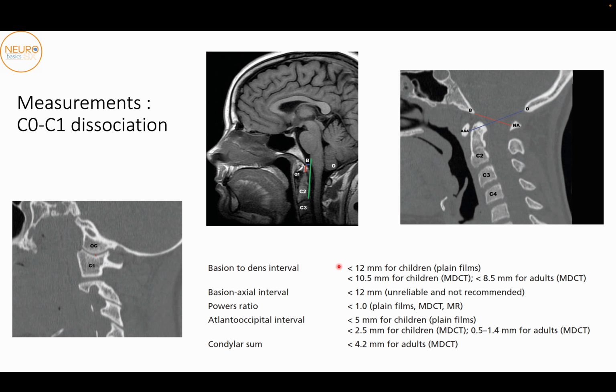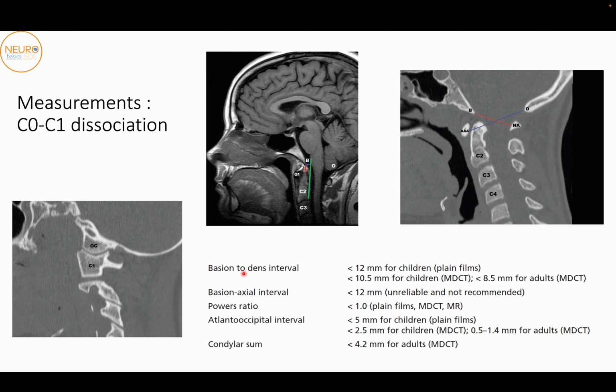So there are some measurements which can be done to also evaluate C0, C1 dissociation, or basically atlanto-occipital dissociation. A very rare entity to find because most of the patients who have a traumatic atlanto-occipital dislocation are going to be dead at the time they've had it. So if a patient with this does make it to your clinic somehow, then you can use these values to identify this dissociation.